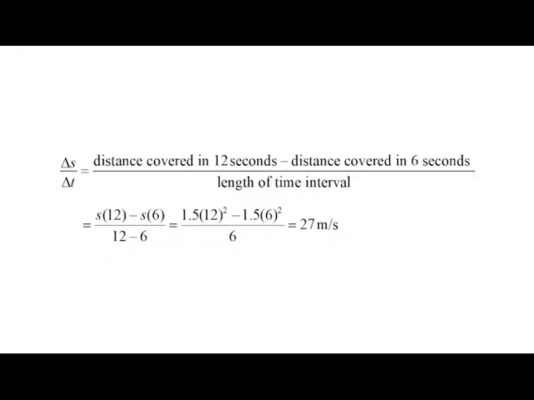The average speed of the car over the interval [6, 12] is Δs upon Δt, equal to the distance covered in 12 seconds minus the distance covered in 6 seconds upon the length of the time interval, equal to s(12) minus s(6) upon 12 minus 6, equal to 1.5 times 12² minus 1.5 times 6² upon 6, equal to 27 meters per second.